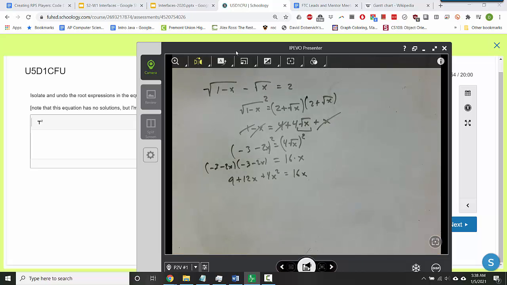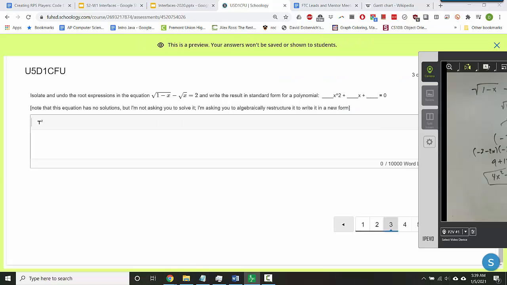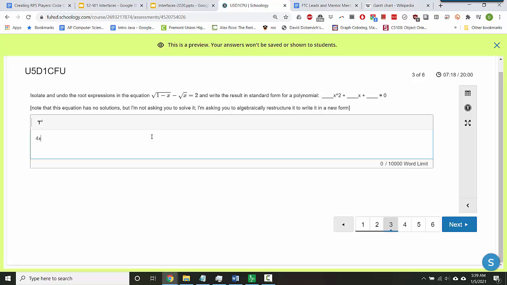Okay, so now let's move everything to the same side. So I'll subtract 16x from both sides. And that gives me 4x squared. If I subtract 16 from 12, that's negative 4x. And then I've still got the plus 9. So that should be the answer. So here I've got 4x squared minus 4x plus 9 equals 0.